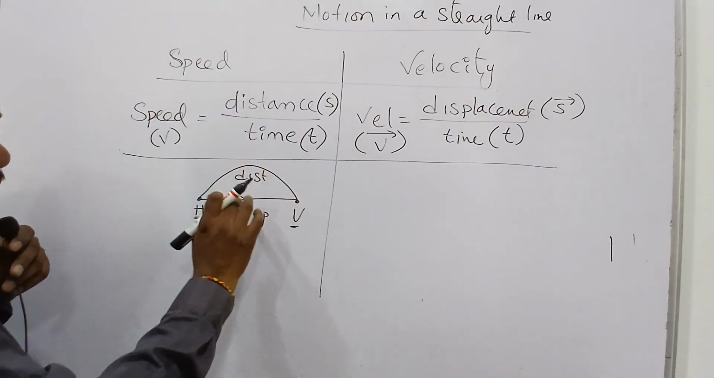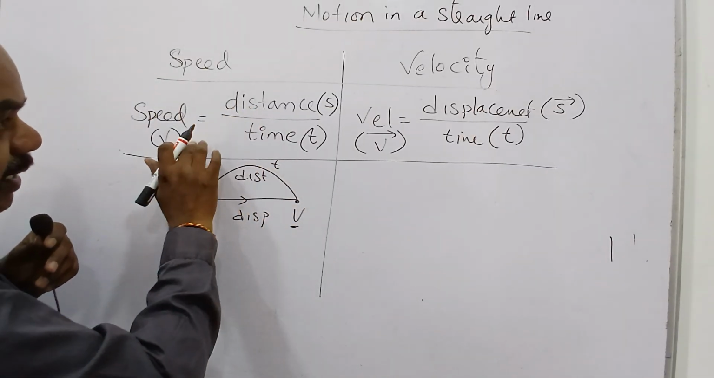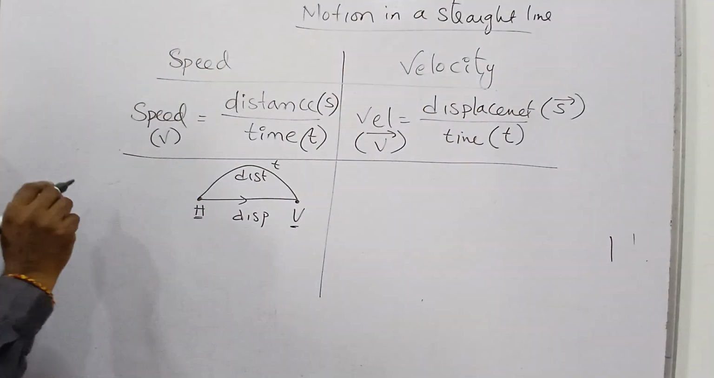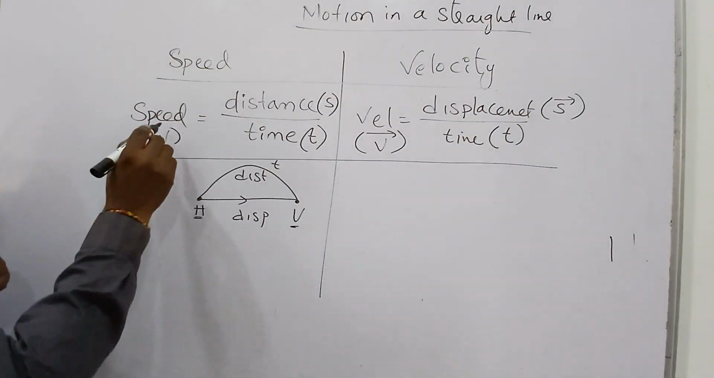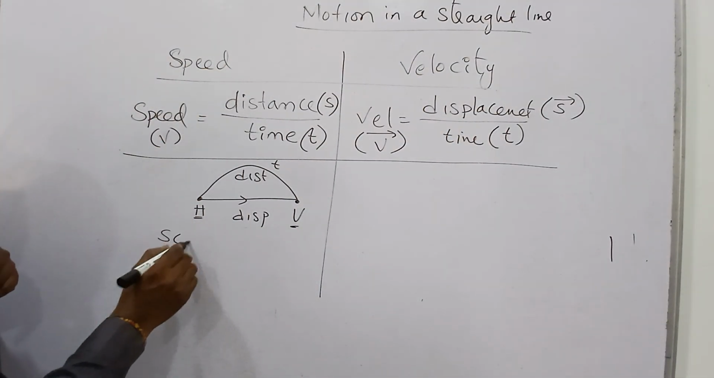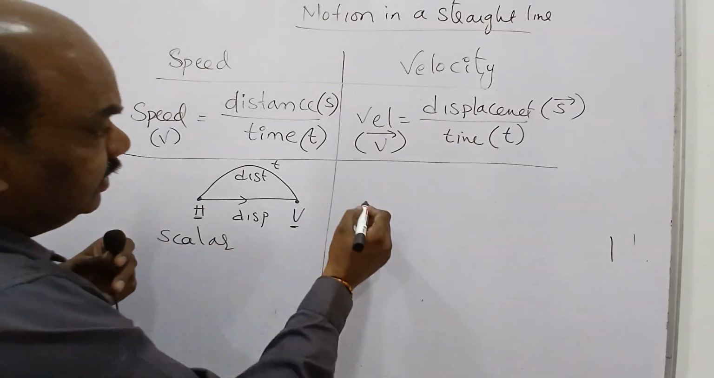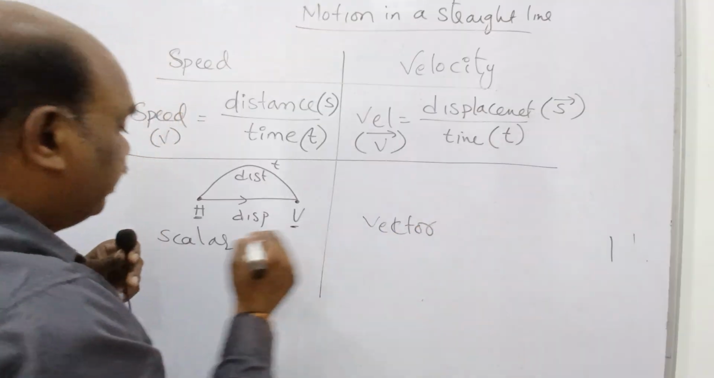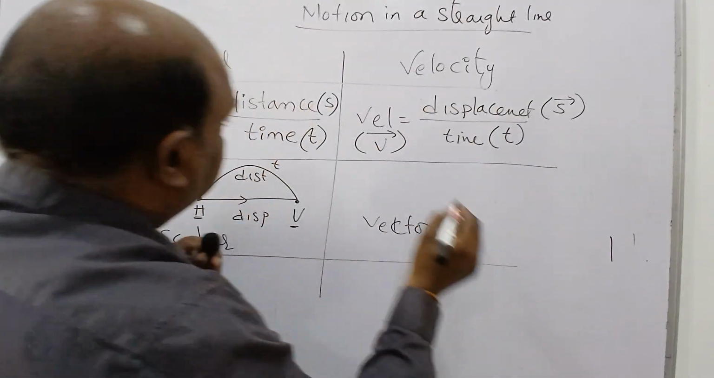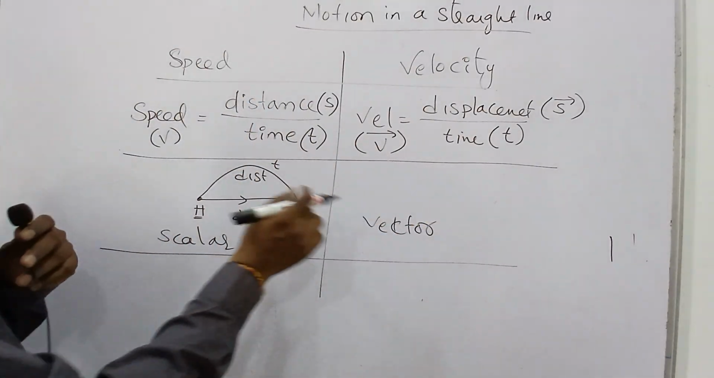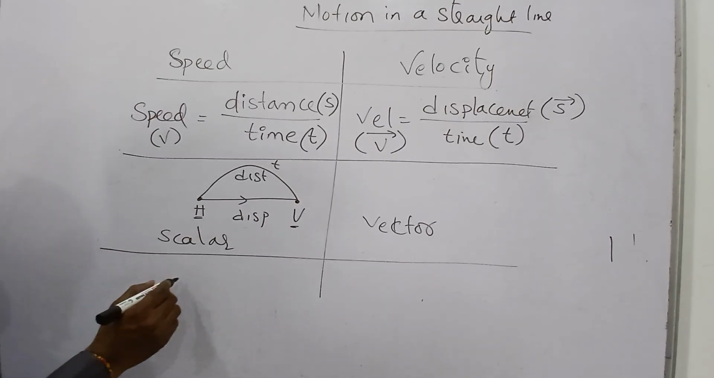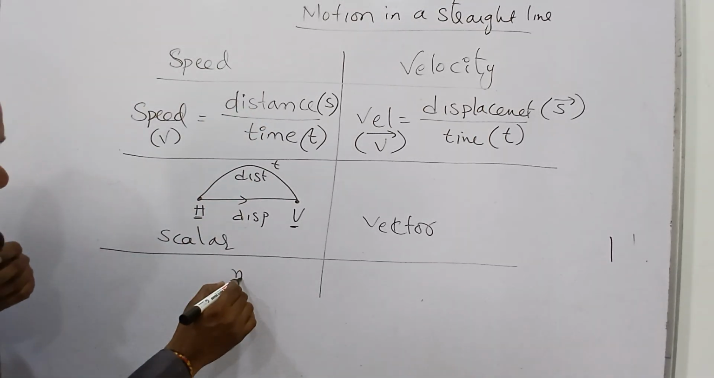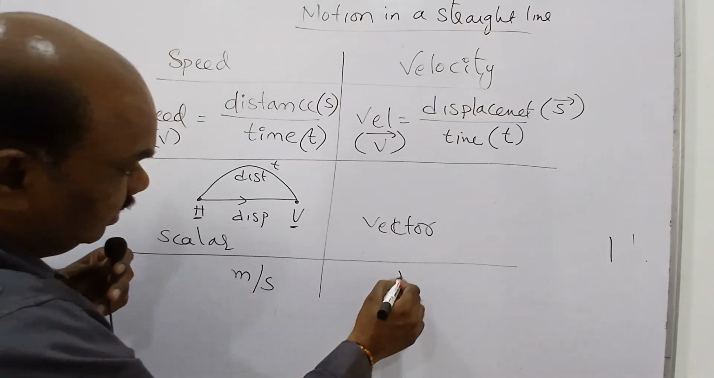Total distance by total time is called speed. Total displacement by time is called velocity. Now from this you can say speed is a scalar quantity, velocity is a vector quantity. Vector quantity has both direction and magnitude. This is the second point. The SI unit of speed is distance per time, meter per second. The unit of velocity is also meter per second.